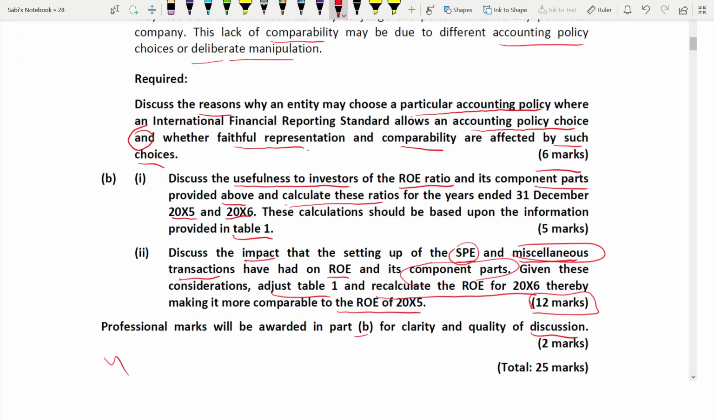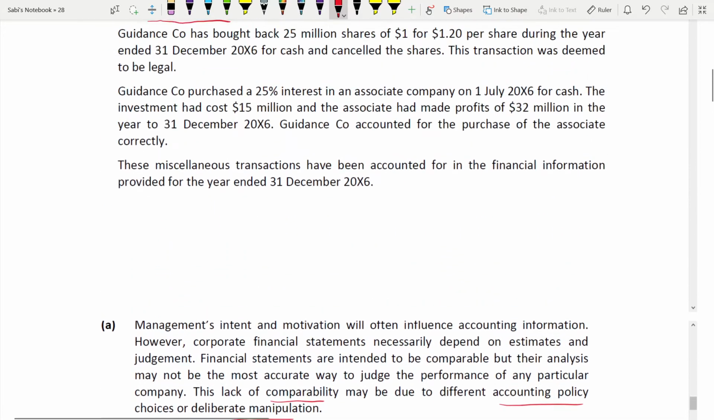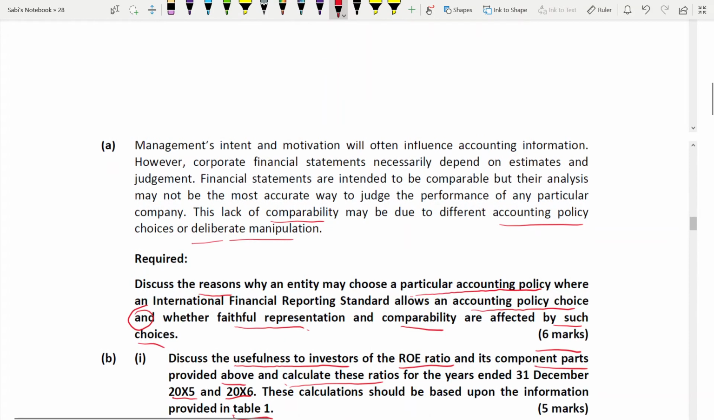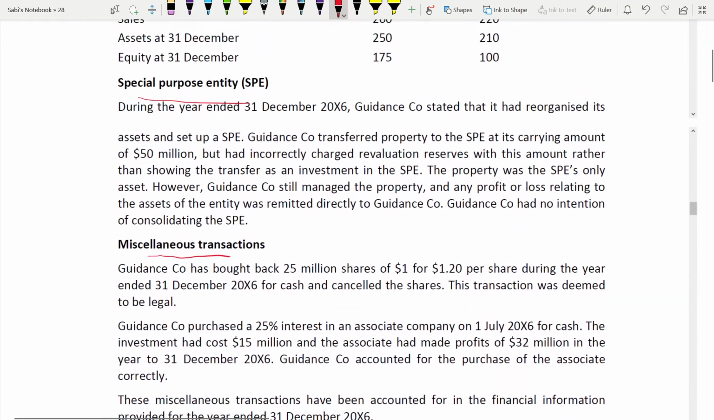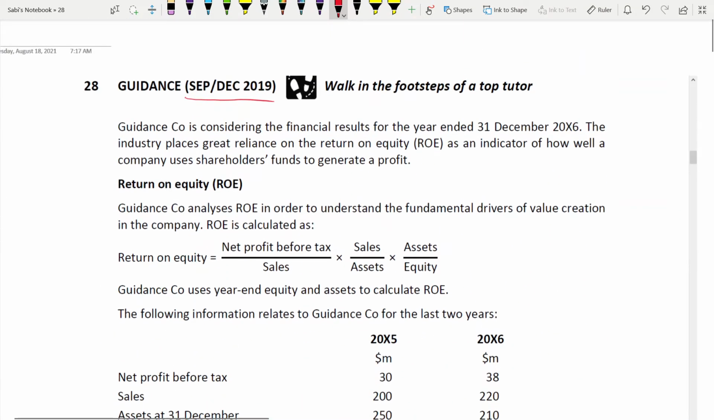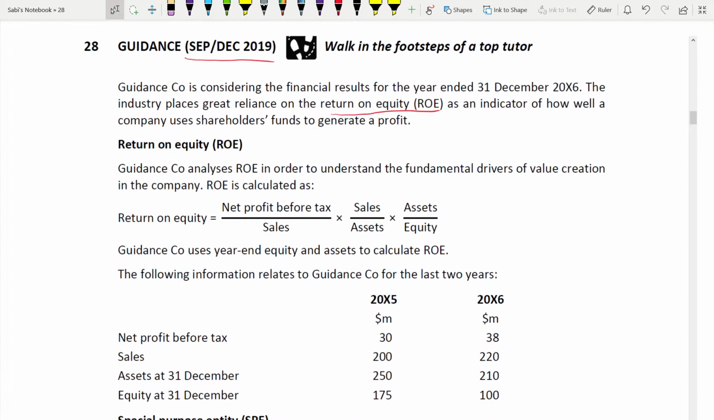So now let us read the scenario to answer. A, you can answer, but anyway, we'll just go through this. This you need for part B. So guidance is considering the financial results for the year ended 31st December 2006. The industry places great reliance on the return on equity as an indicator of how well a company uses shareholder funds to generate a profit. Return on equity guidance analysis in order to understand the fundamental drivers of value creation in the company.